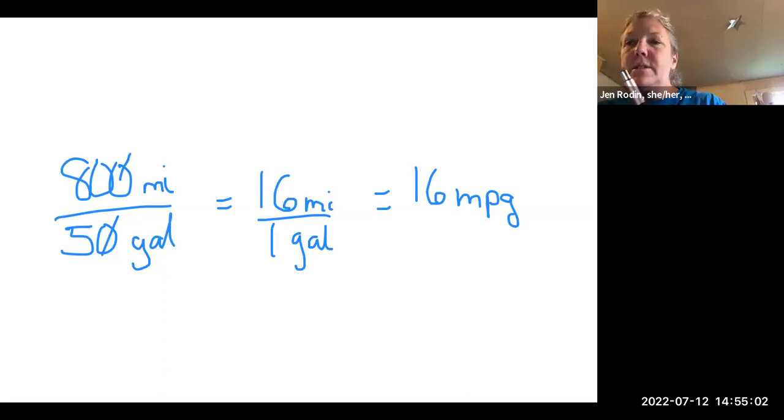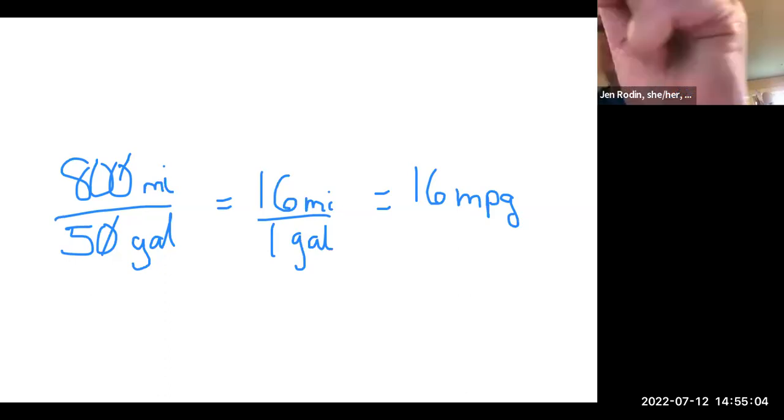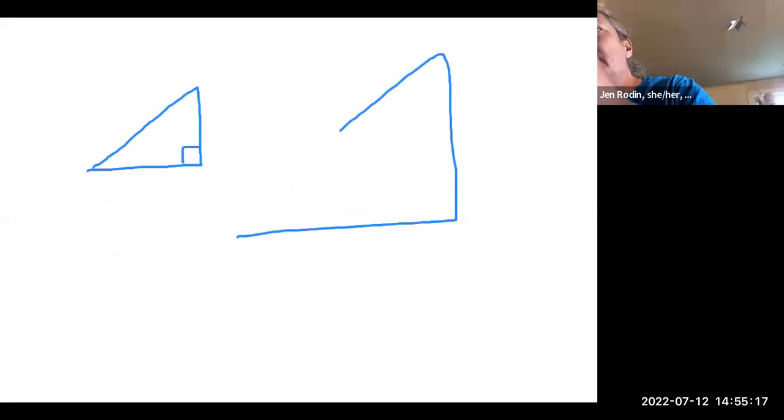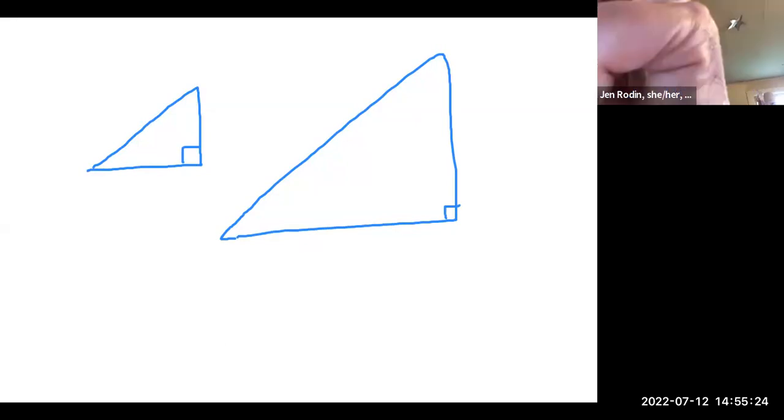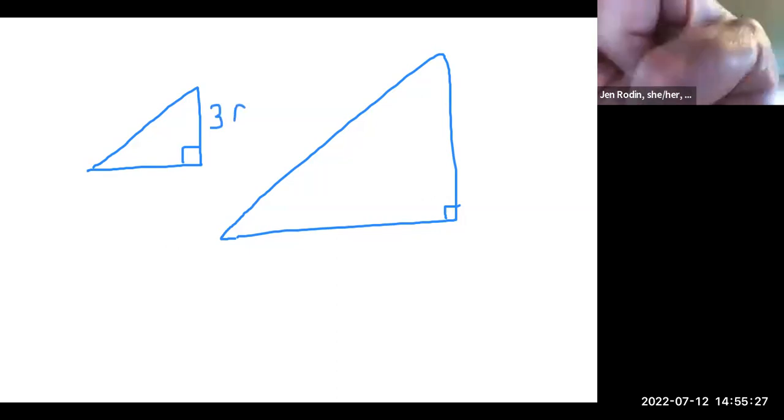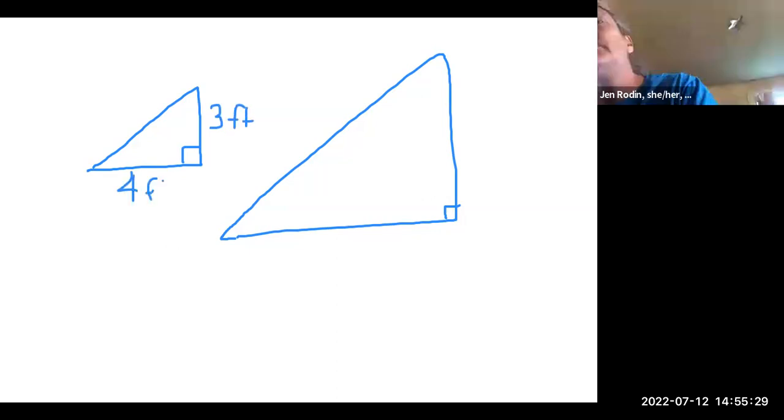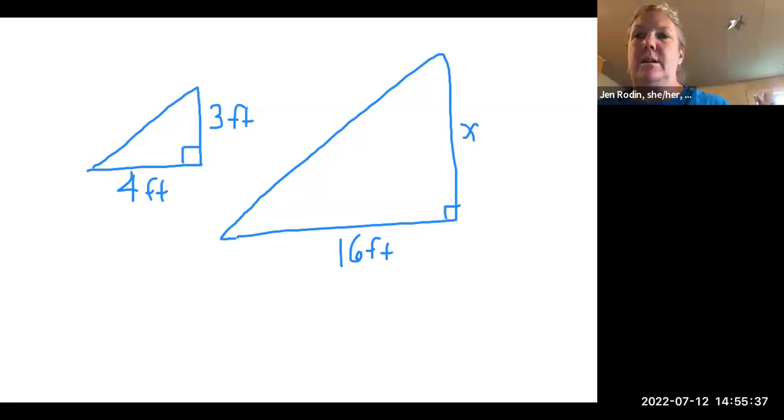One of my favorite ways to work proportion problems is similar triangles, and this comes up again in trigonometry. Some of you probably had trigonometry in high school. And if we have, let's have this be 3 feet, 4 feet, and 16 feet, and I have to find that missing side.